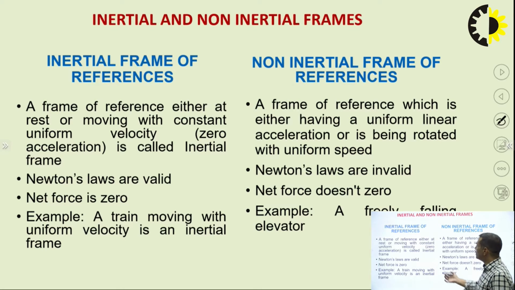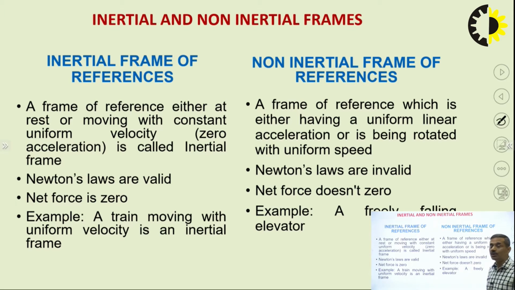That means basically the velocity will remain uniform between object and observer in an inertial frame. If the frame is in rest position, it will remain in rest position. If it is moving with uniform velocity, then it will keep moving with a uniform velocity. In an inertial frame, all Newton's laws are valid. Net force will be 0. You can take any example, like a train moving with uniform velocity is an inertial frame.